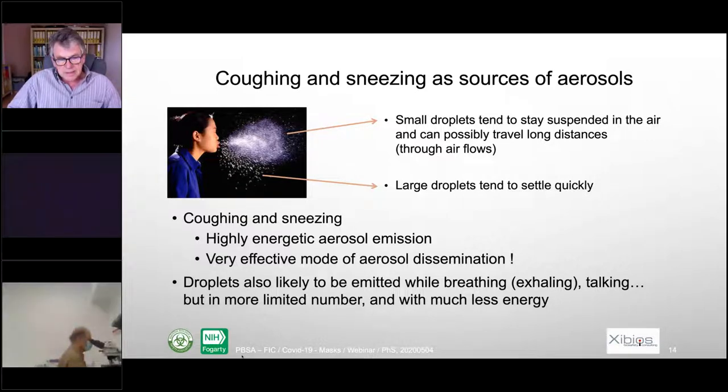However, droplets and those aerosols are also likely to be emitted when breathing, normally when exhaling, when breathing out, when talking, and so on. But in that case, in a much more limited number and with much less energy. So there will be less very fine droplets that will stay a very long time in the air. So coughing and sneezing are very high risk situations if someone is infected.